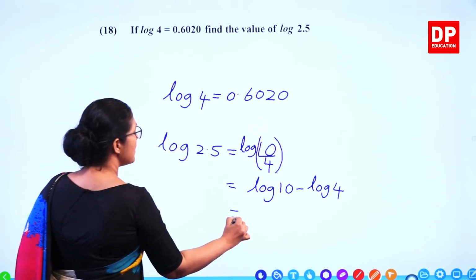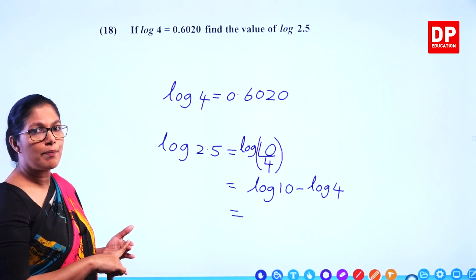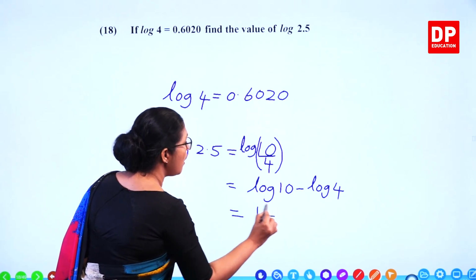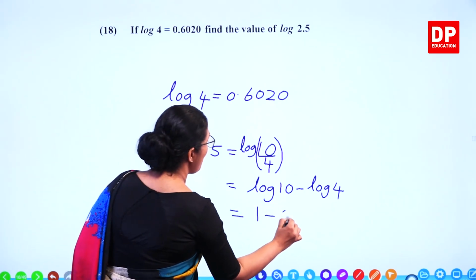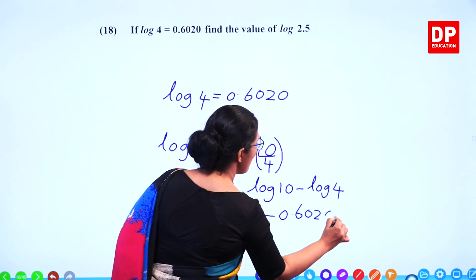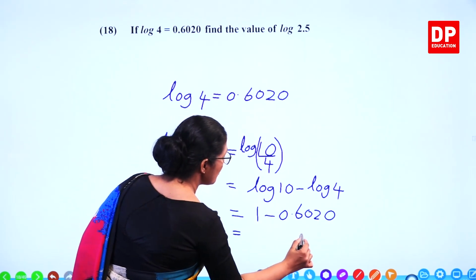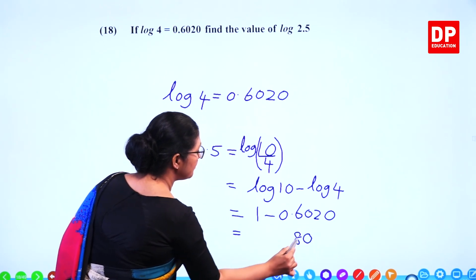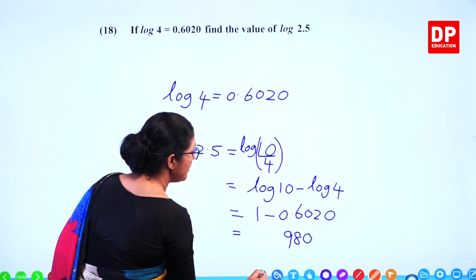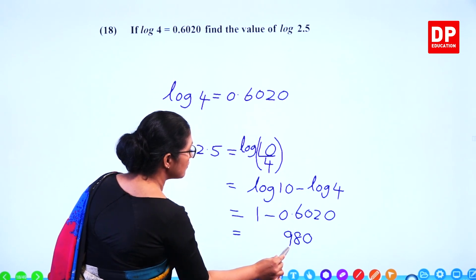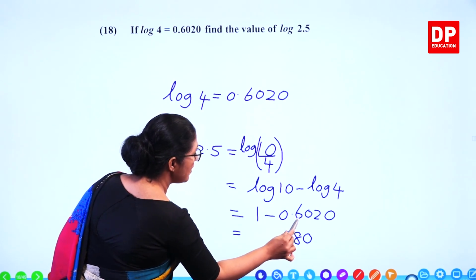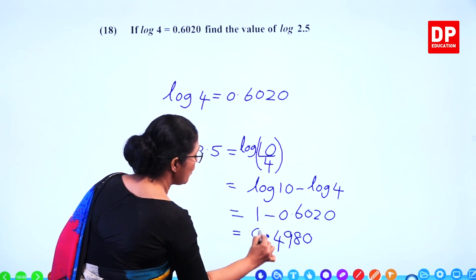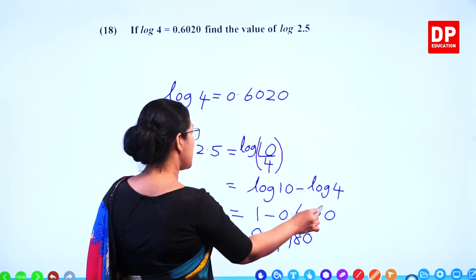What is log 10? Same base, same number. Log means base 10. Same number, you get 1. Log 4 is 0.6020. Now subtract, you get 0, 8, 9, and here you need 4. 0.3980. Again, add and see.